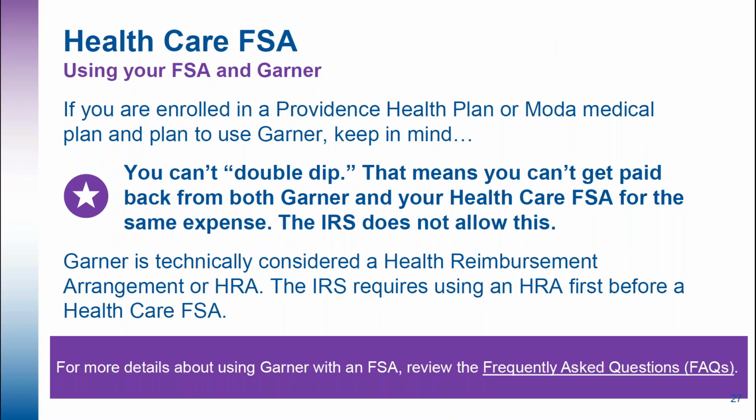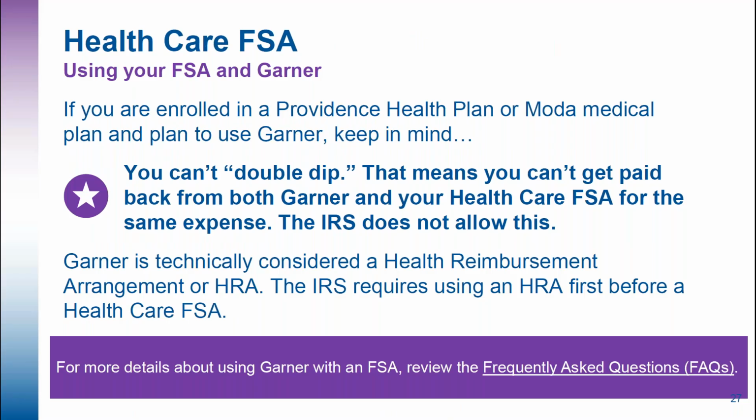You probably want to use your Garner funds first and then your FSA funds after that, or you use your FSA funds for doctors that are not top providers with Garner. So it's going to be a little bit of coordination on our side to make sure that we're not double dipping and we're waiting for the Garner reimbursement to come in. And then once we've used up those funds, then we can start using the healthcare FSA.